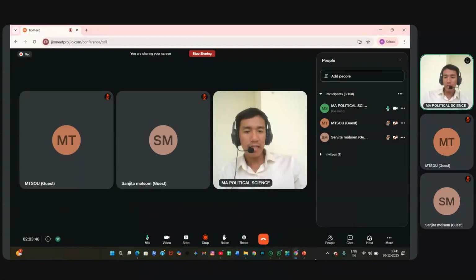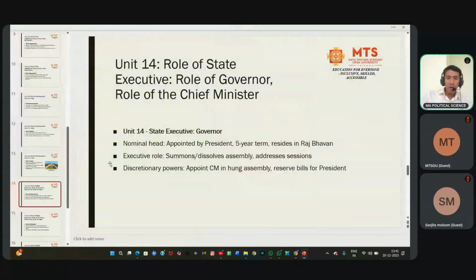Also, in the state, discretionary power: appoints in a hung assembly, reserves a bill for the president. Sometimes when there is a problem in the assembly, or when there is some resignation or leaving of the chief ministership, the governor can appoint a new chief minister. So you can remember that discretionary means it is the governor's wish to appoint whom. There is no compulsion there.